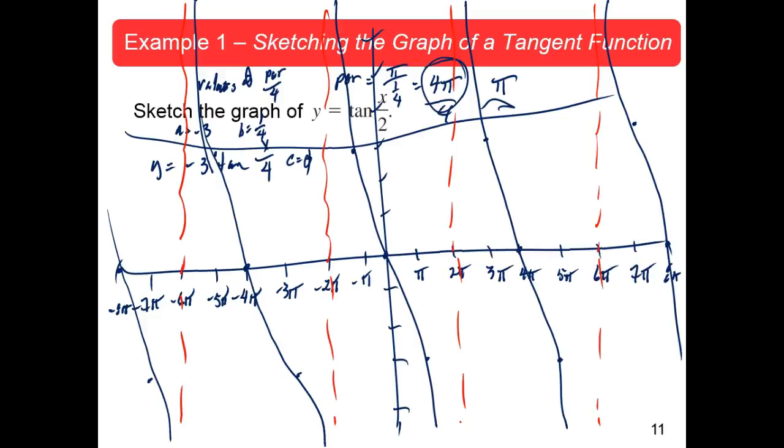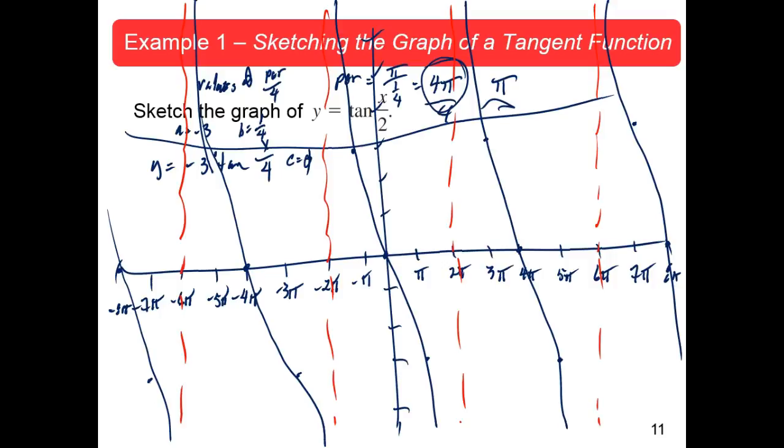Okay. That's what this function looks like. That -3 is a vertical stretch. So rather than being at plus or minus 1 now, they're at minus or plus 3, okay? Because that's a vertical stretch. The minus sign flips them over. So what would have been going uphill is now going downhill, okay? That's what the minus sign does.